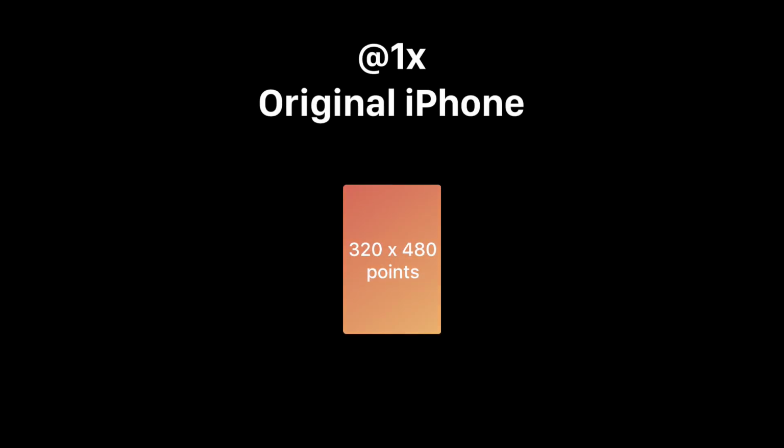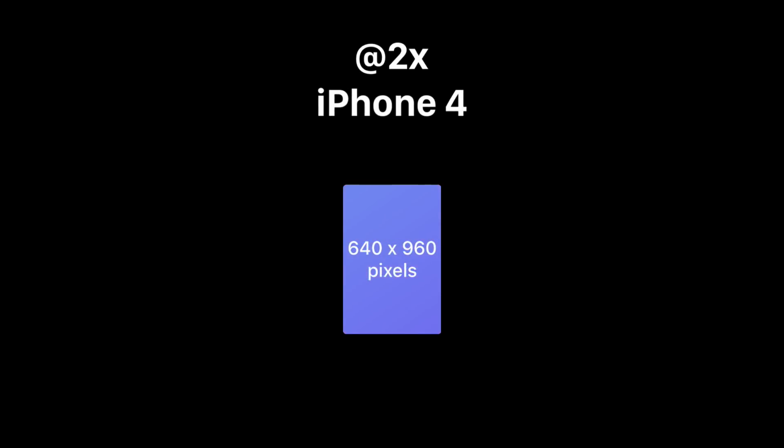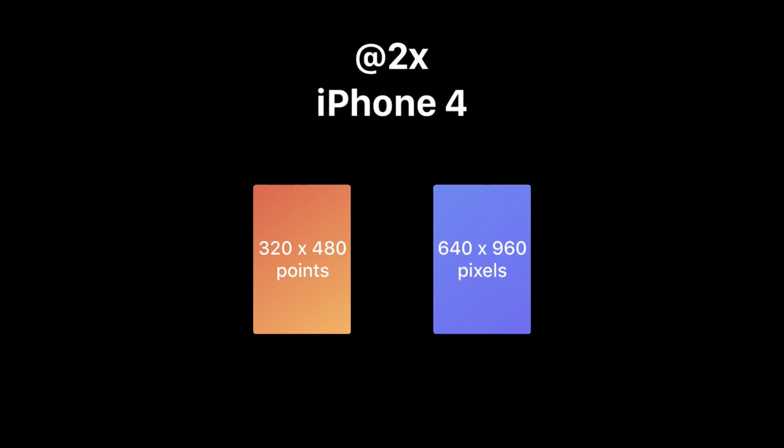Developers work with point values, so it is important to understand the difference with pixels. When the iPhone was first introduced, the two units were the same. 1 point equals 1 pixel. Then, when Retina screens came along, 1 point became 2 pixels.